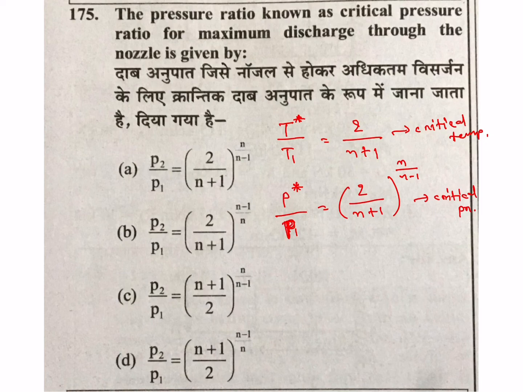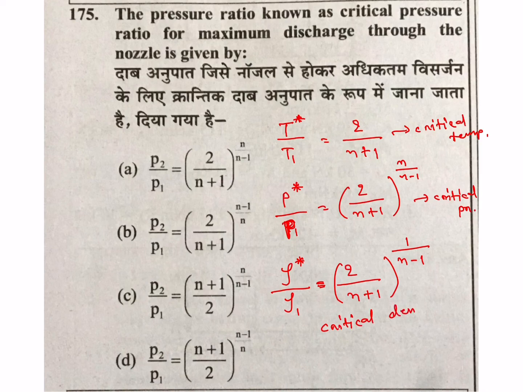Then for density also you will get. Exams for ISRO technical assistant, they may ask for rho. Otherwise in other exams, maximum times they won't ask regarding the density. Power will change to 1 by n minus 1. This one for critical density ratio. So they ask for critical pressure ratio, this one.